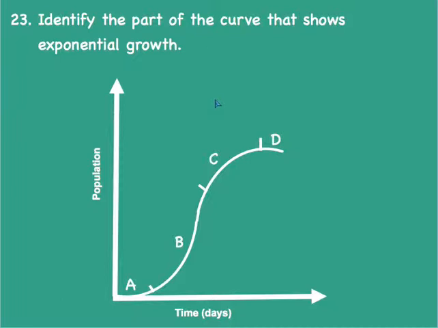Identify the part of the curve that shows exponential growth. Exponential growth is present here during this rapid rise in population over a very short period of time. This is the period of the growth curve when resources are not a limiting factor, space is not a limiting factor, and the population is allowed to increase exponentially.